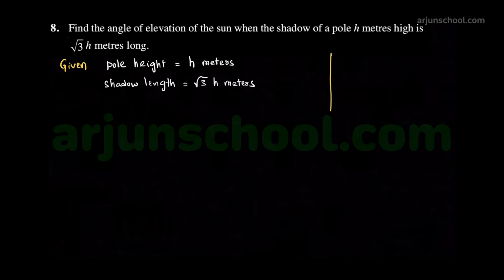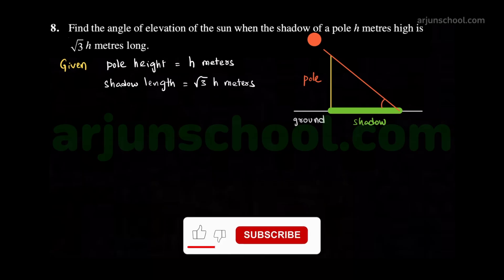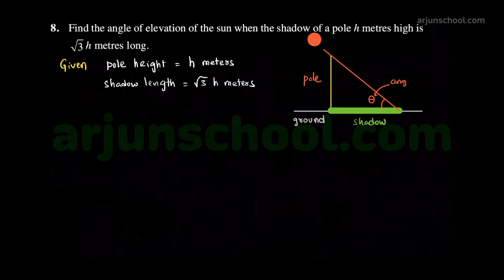Let us draw the pole and then the ground. The pole makes a shadow and we need to find the angle theta, angle of elevation of the sun. We are given pole height h meters and shadow root 3 times h.